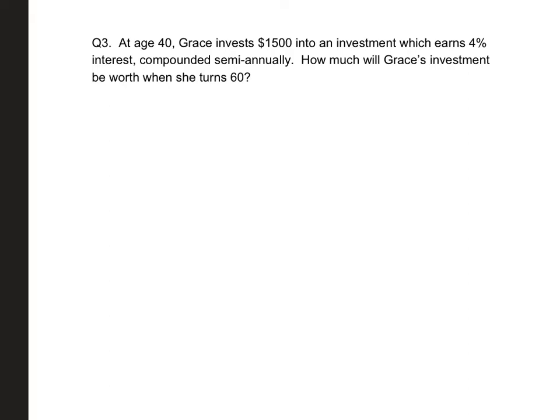Question 3. So we have at age 40, Grace invests $1,500 into an investment, which earns 4% interest compounded semi-annually. How much will Grace's investment be worth when she turns 60? So this is compounded semi-annually. So the moment we see that word compounded, we know we're dealing with compound interest. So A equals P times 1 plus R over N to the power of NT.